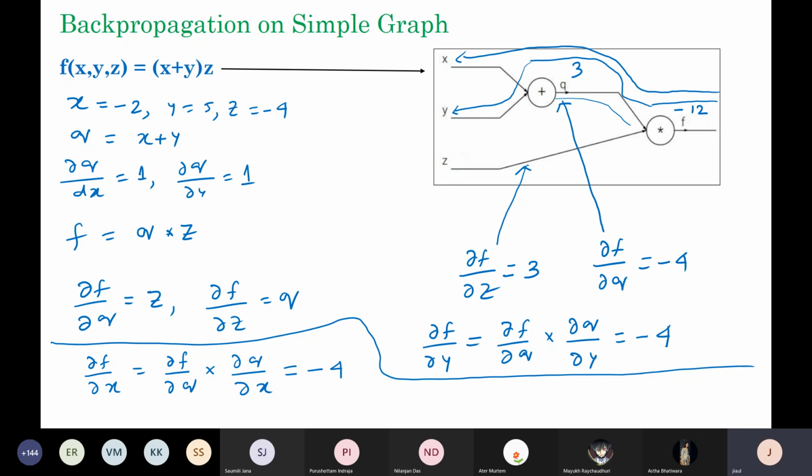Okay, so you can see from this figure now that I have got del f del x, del f del y, and I also had, I believe, del f del z.